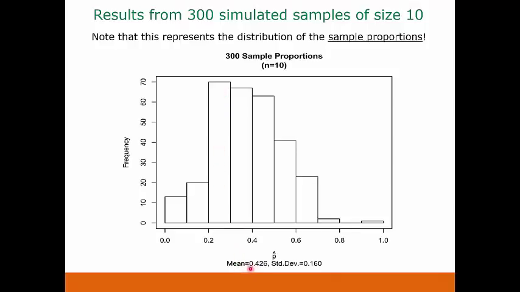If we look down here, the mean of all those sample proportions is 0.426, and the standard deviation of those sample proportions is 0.160.